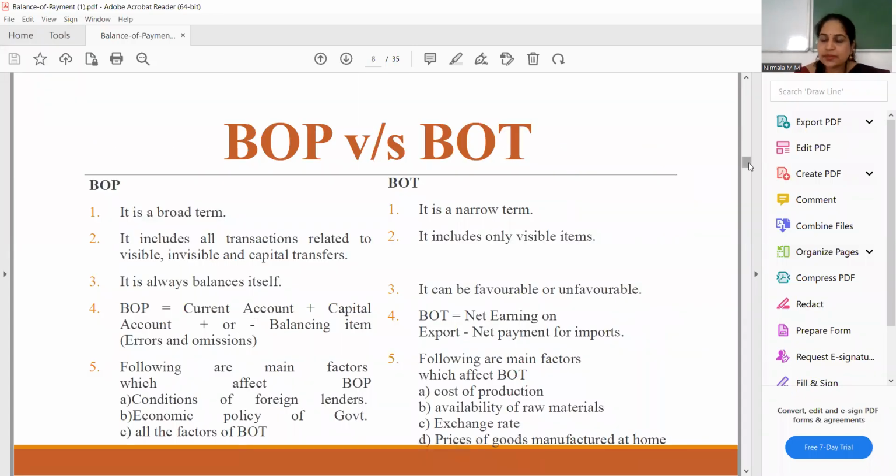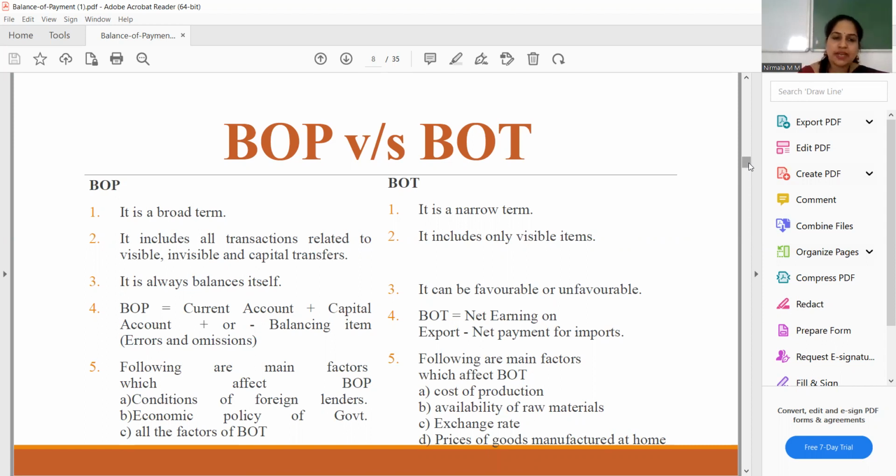There are two important concepts in balance of payment. When we talk about that, we have BOP and BOT, balance of payment and balance of trade. Balance of payment includes both visibles and invisibles, and balance of trade is only about visibles. Talking about the distinction between BOP and BOT, BOP is a broader term because it takes into account visibles, invisibles, and capital transfers, but balance of trade takes account only the visibles of an economy. Hence, it is considered to be a narrow one.